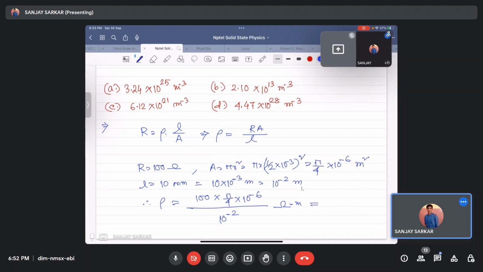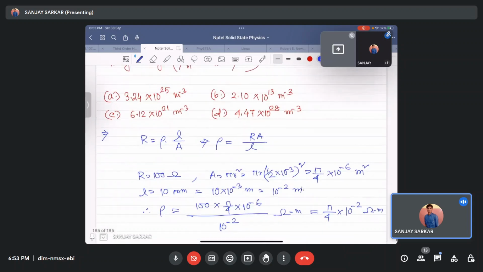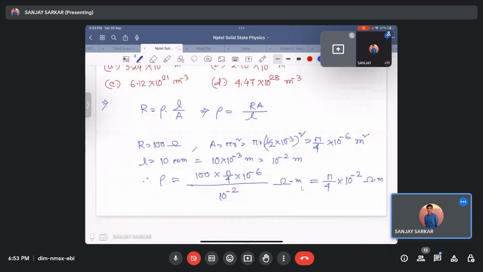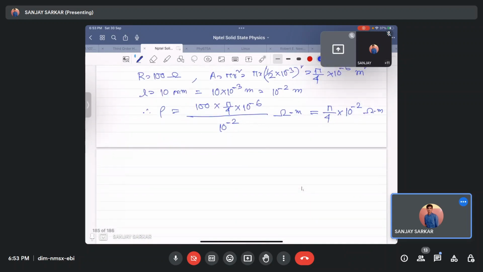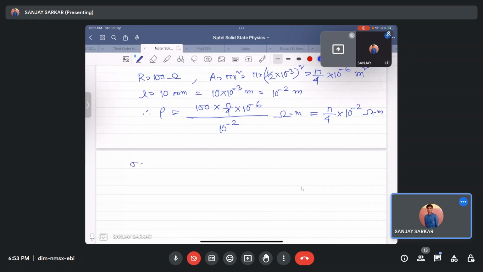So it will be pi by 4 into 10 to the power minus 2, okay, so this 10 cancels out, so 10 to the power minus 2 ohm meter. I have calculated rho. Now we will use the formula that sigma equal to n e mu.